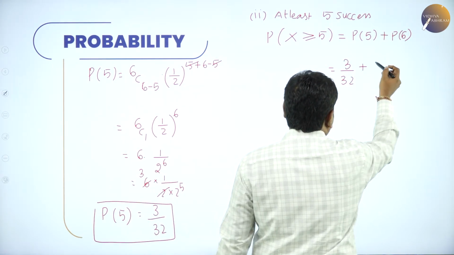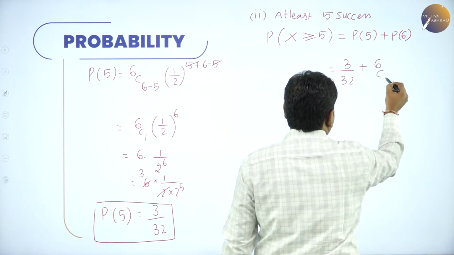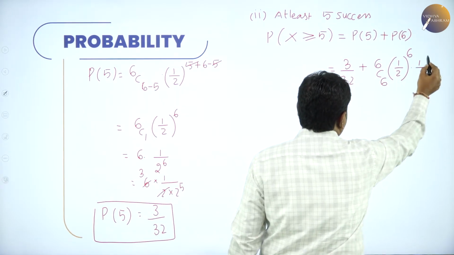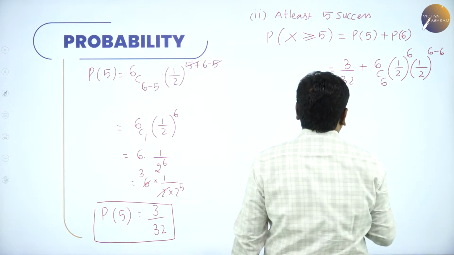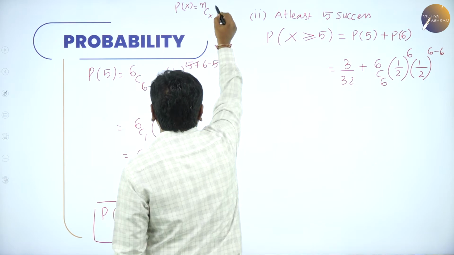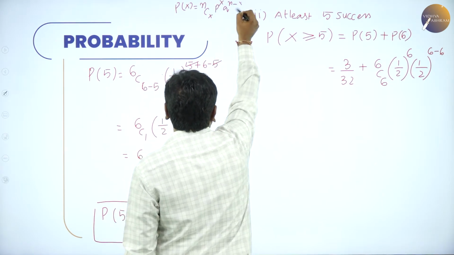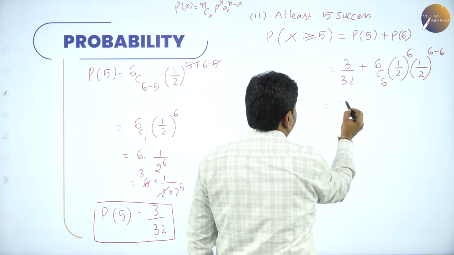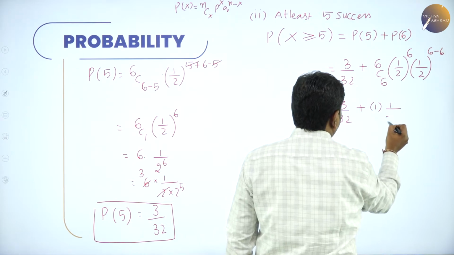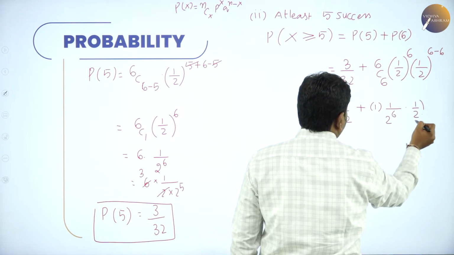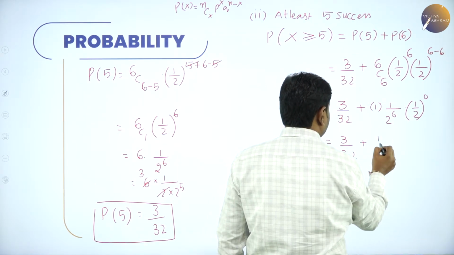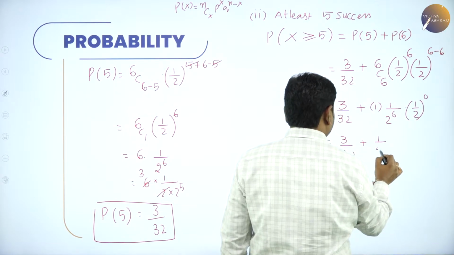P of 6 is, again use the formula nCx: 6C6 half power 6 into half power 6 minus 6. I am using the P of x formula. What is the P of x formula? P of x is nCx p power x q power n minus x. So that is 3 by 32 plus 6C6, which is 1, into 1 by 2 power 6, into half power 0. Anything power 0 becomes 1. So it will be 3 by 32 plus 1 by 2 power 6.